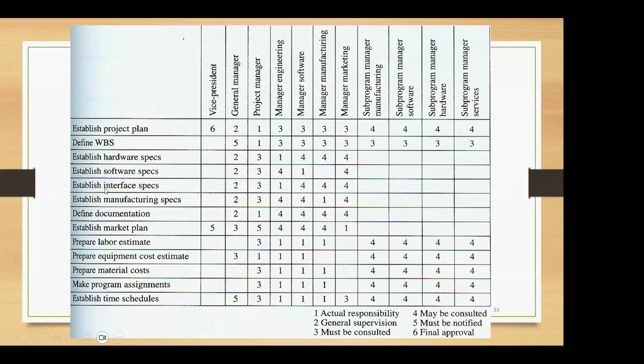Let's say, for example, establishing the interface specifications. Here you can see the actual responsibility is with the engineering manager. General supervision will be provided by the general manager, and the project manager must be consulted. In addition, the software manager, manufacturing manager, and marketing manager, if needed, can be consulted about the activities.